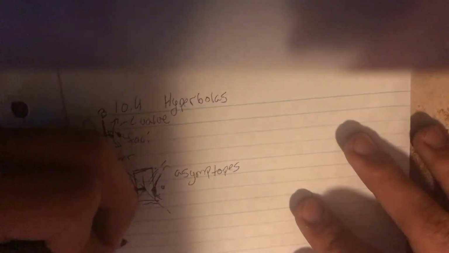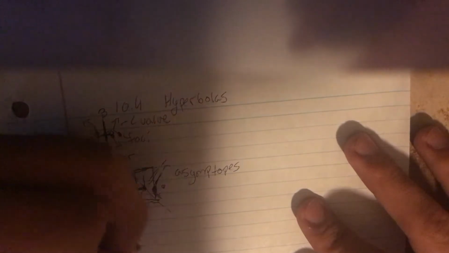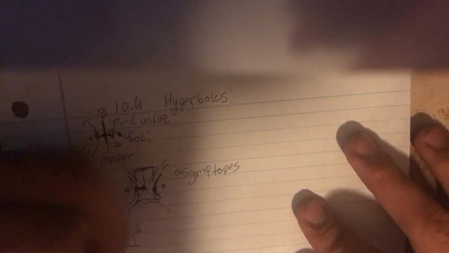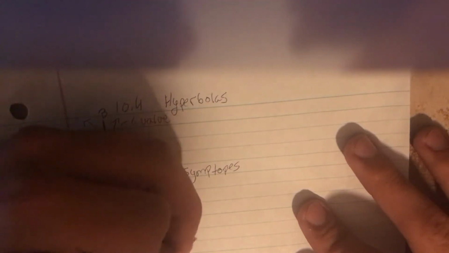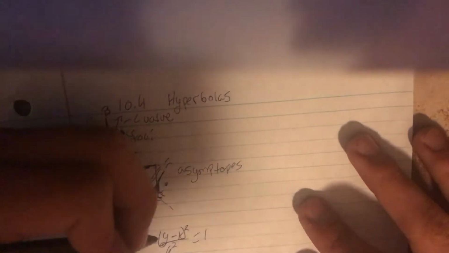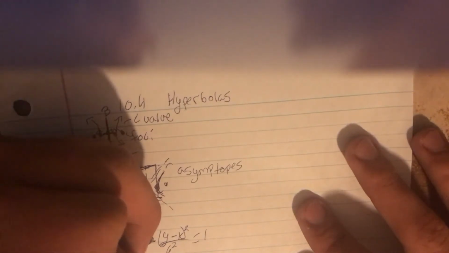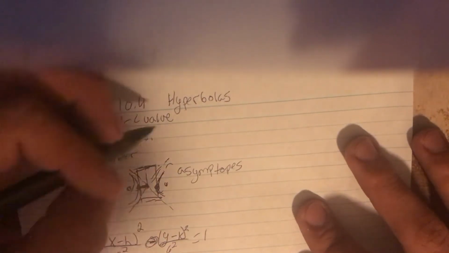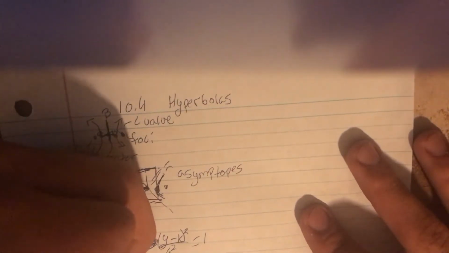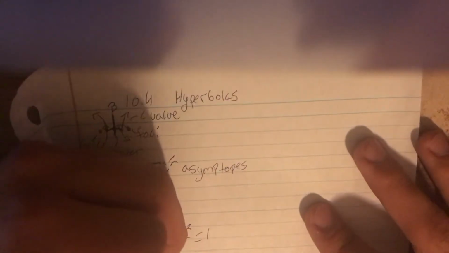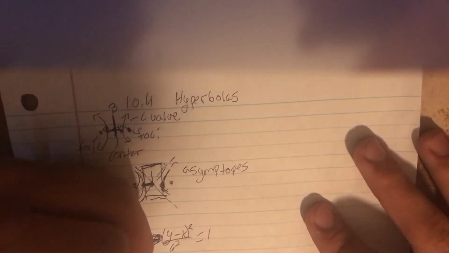Your equations are x minus h squared over a squared minus y minus k squared over b squared equals 1. An ellipse has a plus sign here, and hyperbolas have a minus. This is for when your major axis is horizontal.